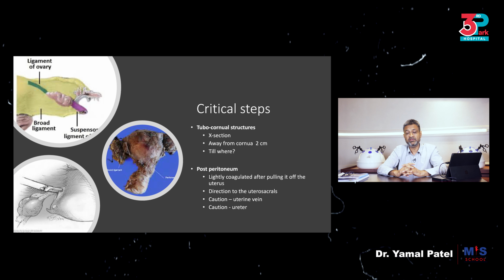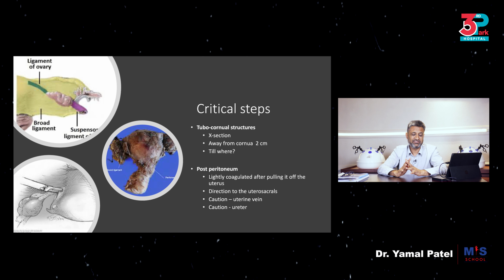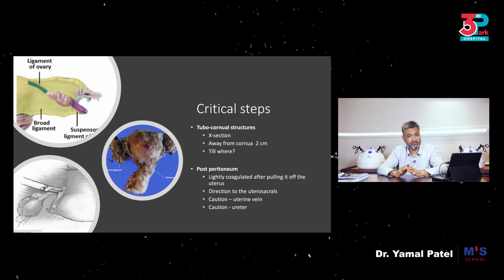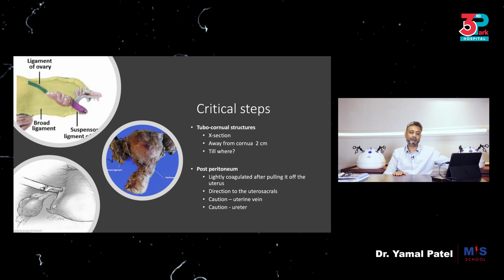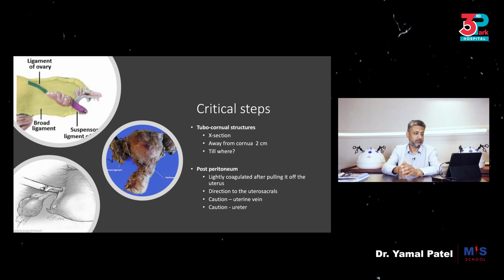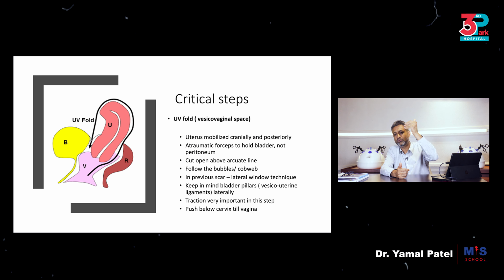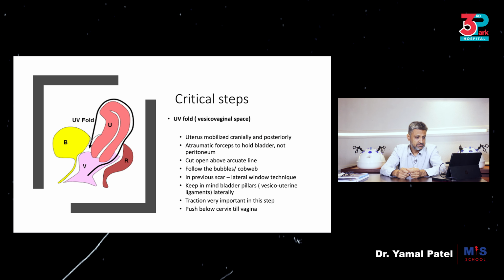Caution here would be the uterine vein, which is likely to be encountered and can really be disturbing and bleed. And caution with the ureter. But as you separate this peritoneum, the ureter actually peels off and away. Now, after you've done that all the way to the uterosacral ligament, then you can go anteriorly to the UV fold or the vesicovaginal space.